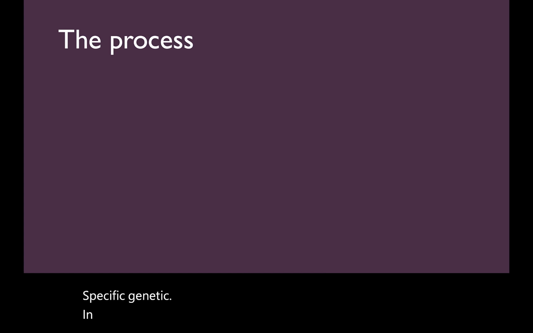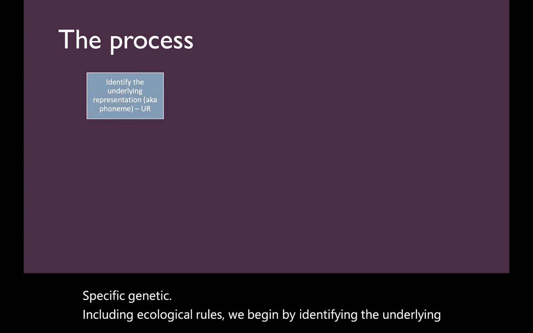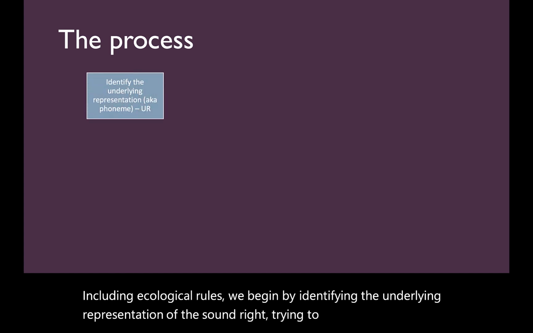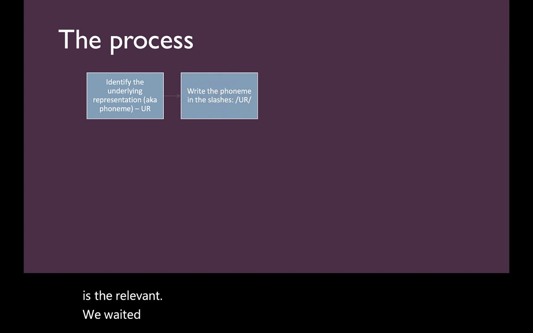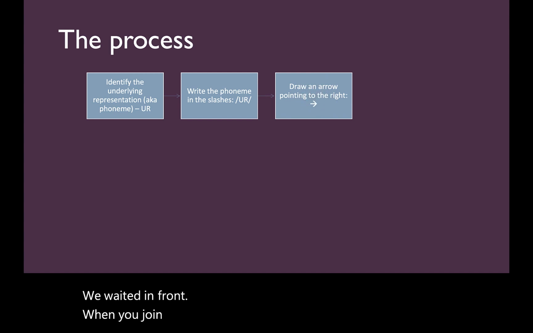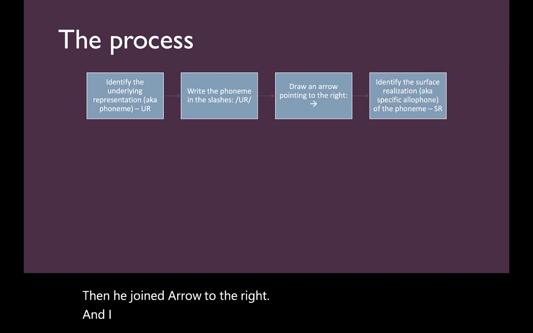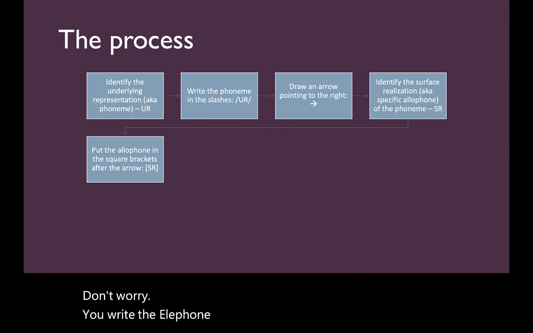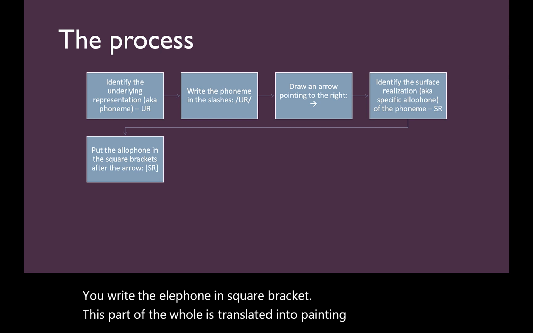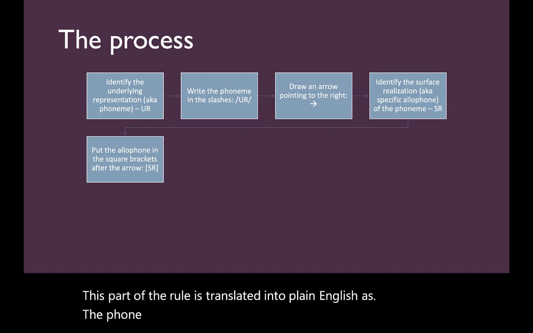In writing a phonological rule, we begin by identifying the underlying representation of the sound we're trying to encode in a rule, that is, the relevant phoneme. We write it in slashes. Then we draw an arrow to the right and identify the surface realization of the sound, in other words, its allophone. We write the allophone in square brackets. This part of the rule is translated into plain English as the phoneme X is realized as its allophone Y.